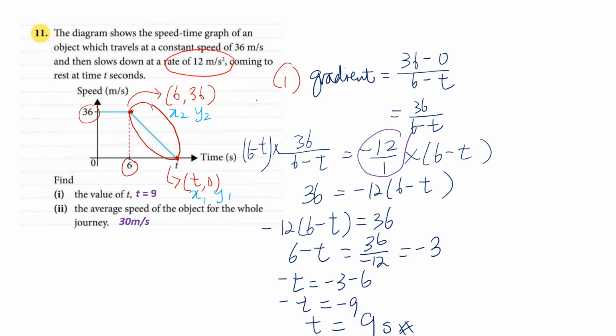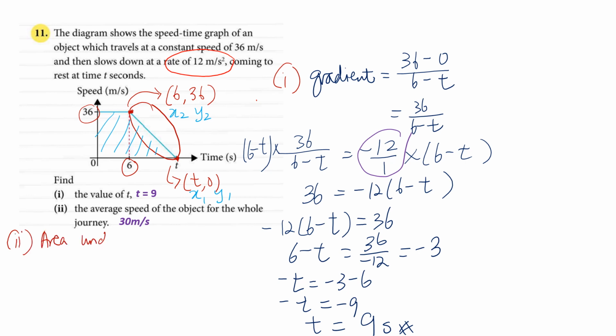Alright, so how about part 2? To find the average speed, we have to find the total distance. The total distance traveled is just the area under your speed-time graph, which comprises a trapezium, right? So we need to find the area of the trapezium.